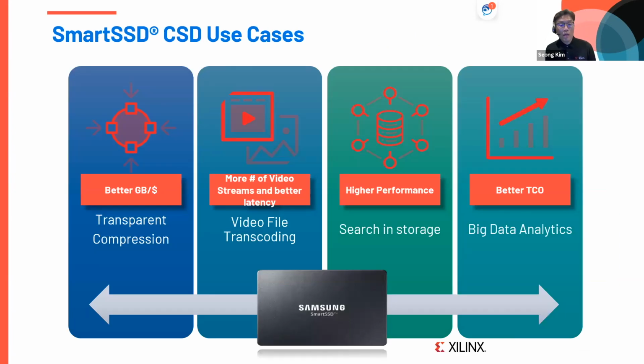Before we delve into how Spark acceleration works, I'd like to introduce what the common use cases are for SmartSSD, and then what the key value that each use case can provide. The first use case is a transparent compression. A SmartSSD can provide compression and decompression functions using the acceleration logic inside SmartSSD. And then you can provide a lower storage cost, in other words, more storage capacity for the given dollar amount.